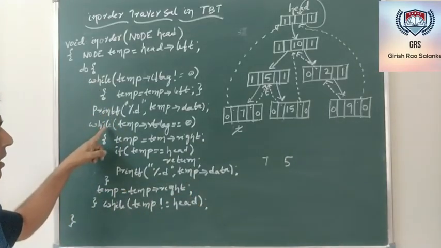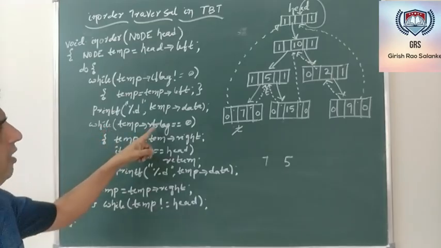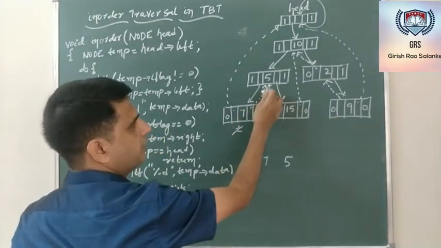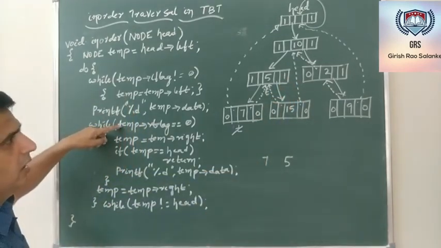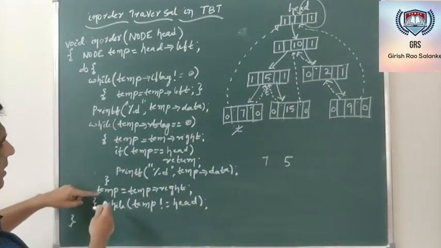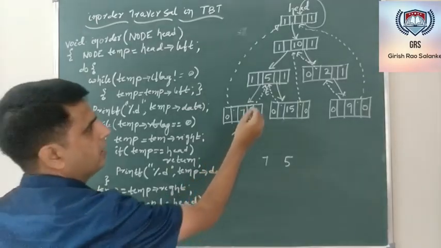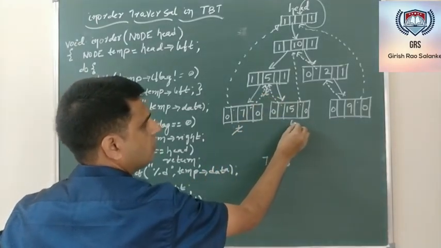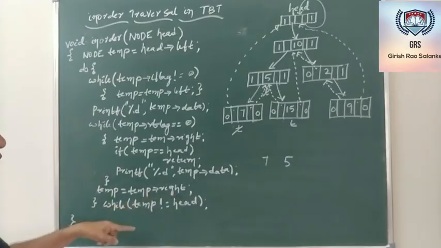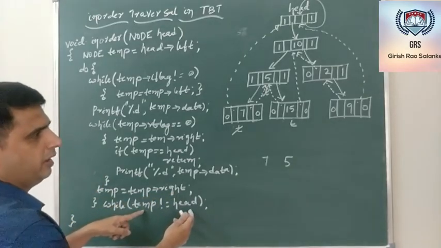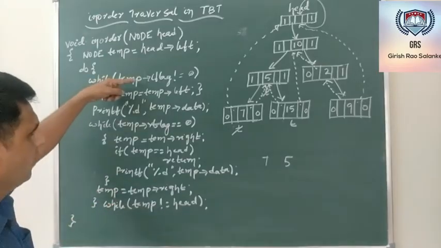This is in a while loop. It is going to print temp, and check whether temp of R flag is equal to 0. Temp of R flag is not 0, so this condition fails and I come out of this while statement. Temp is equal to temp of right. Now temp of right is this node. I came here. As this is in a do while loop, it is going to check whether temp is not equal to head. So I will go back.